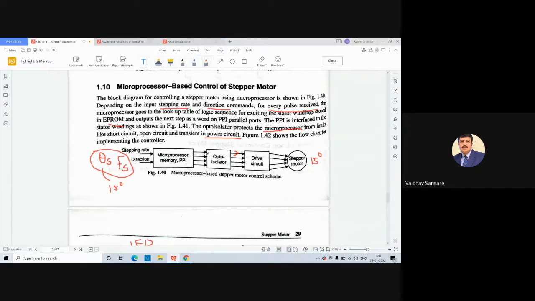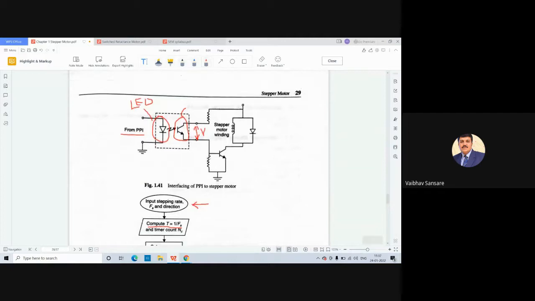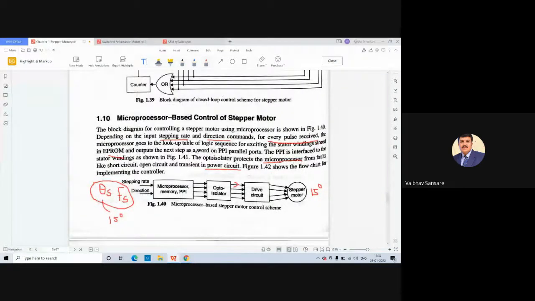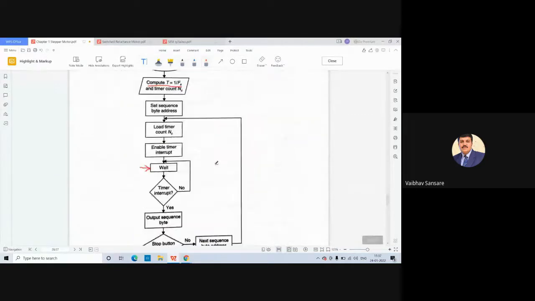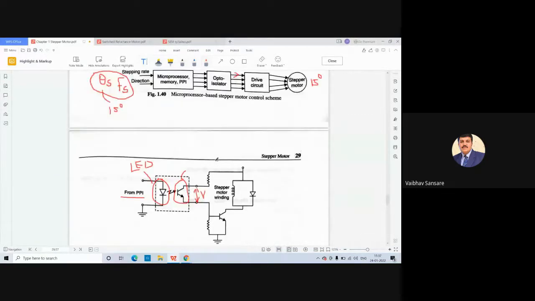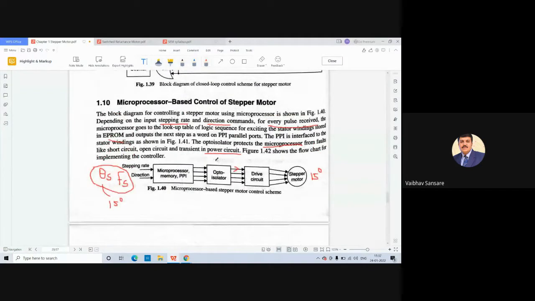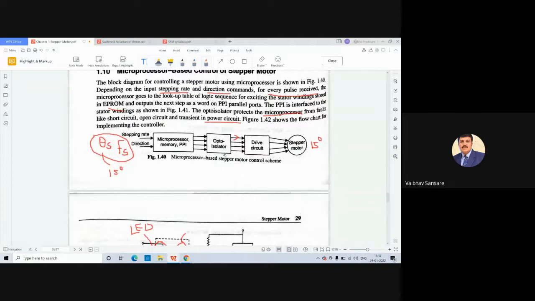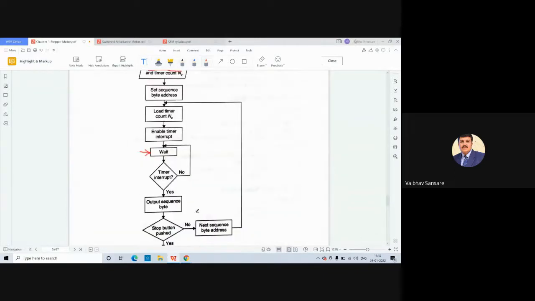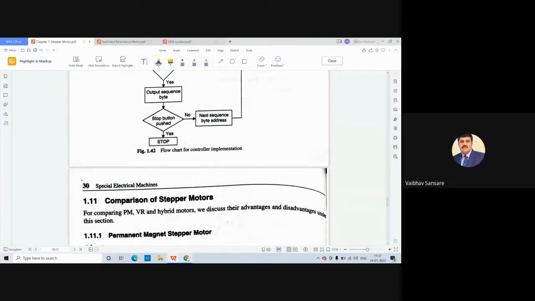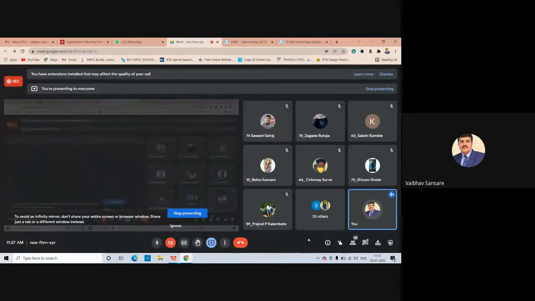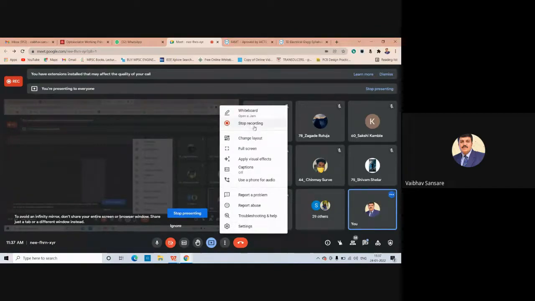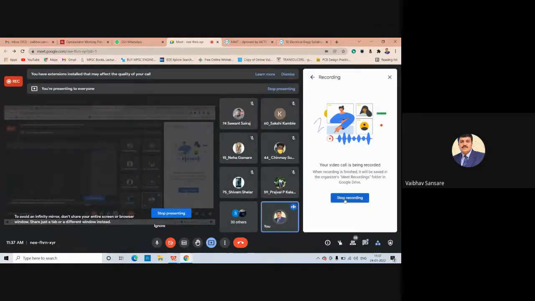We are not going to discuss the programming part in detail because that is not part of your syllabus. You have to simply explain this block diagram and this flow chart. If a question asks for 10 marks or maybe 5 marks, explain microcontroller based control of stepper motor, then draw this particular block diagram, write down an explanation of this block diagram, the need of opto-isolator circuits, and if possible, draw this flow chart and explain it. So this is about the microcontroller based control of a stepper motor.